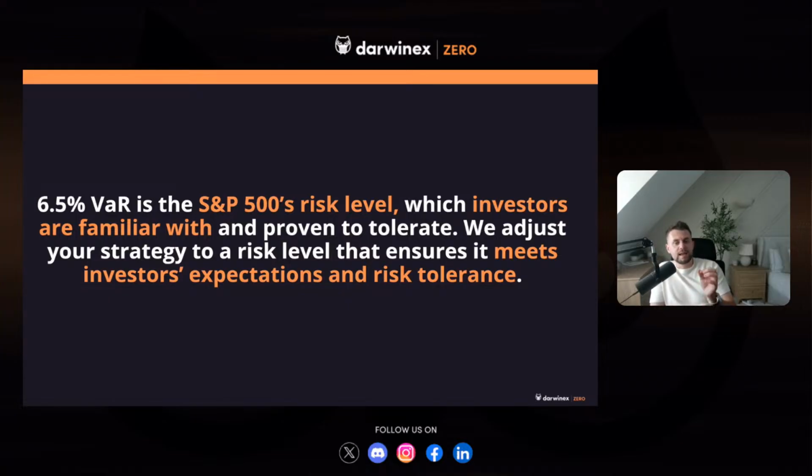So essentially what we're doing is we're adjusting your strategy to a risk level that ensures it meets investors' expectations and risk tolerance. Now, this often gets overlooked by traders. A common issue that we find is a trader never trades their personal account. They don't do anything professionally. They get introduced to proppers or funding companies as they're starting in the industry. They build their experience in this artificial environment where they risk 1%, 2%, 5% per trade, and then they come to Darwinex and they say, oh, you're taking my profit off me because you're reducing my trade size.